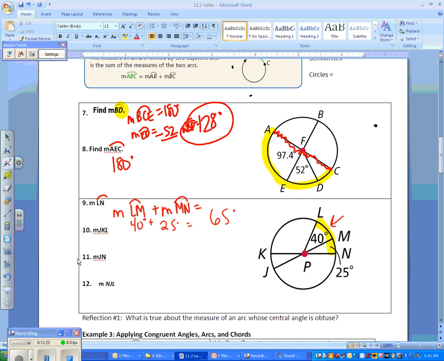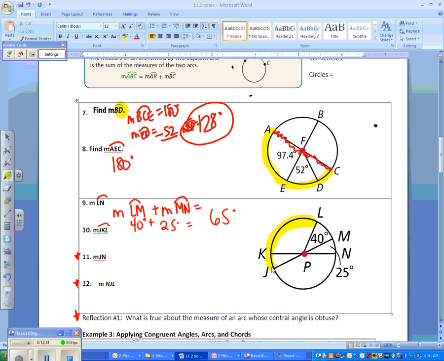Okay, I'll do one more with you and then you're going to do 11, 12, and the reflection and we're done with notes for today. Okay, so measure of major arc JKL. Let's see, so we're going to take the long way around this time. JKL is from J to K to L.